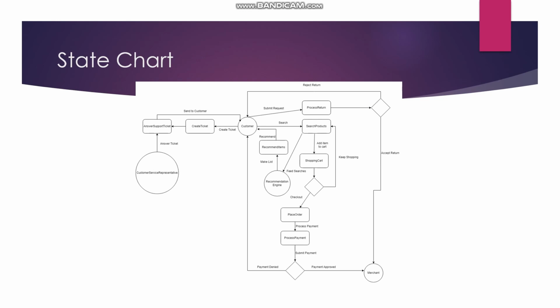The state chart shows how information moves across the system and how different objects reach different states. For example, a customer can search for a product. That product is then added to the cart. From here, the customer can continue to shop, or they can go to checkout, place their order, and move on. If they decide to keep shopping, then they get sent back to the search products class in order to continue looking for different items. If they choose to check out, they will place their order, which will process their payment.